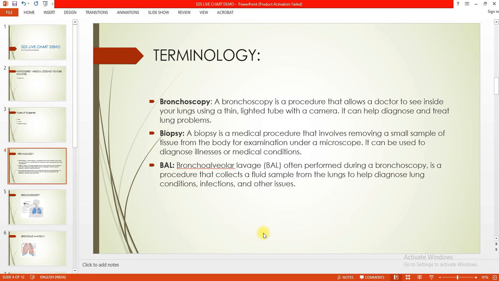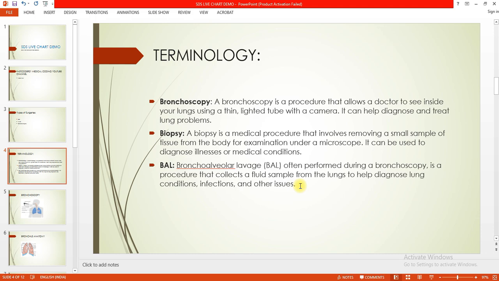Okay, so here biopsy, in some scenarios we will consider it as diagnostic, and in some scenarios as therapeutic. Okay, next, BAL, bronchoalveolar lavage. This is the most common procedure we will encounter in ASC coding. BAL, often performed during a bronchoscopy, is a procedure that collects a fluid sample from the lungs to help diagnose lung conditions, infections, and other issues.